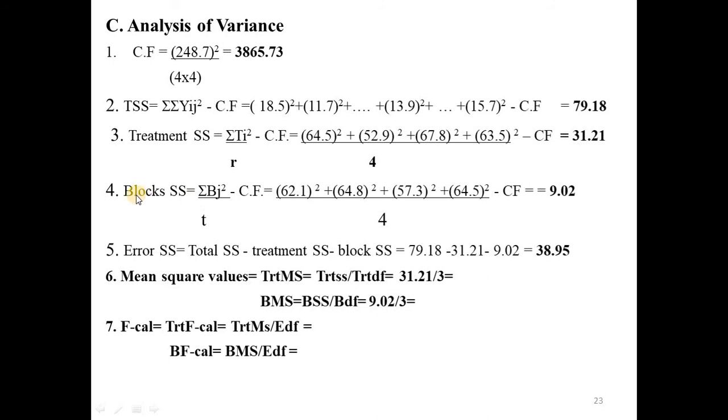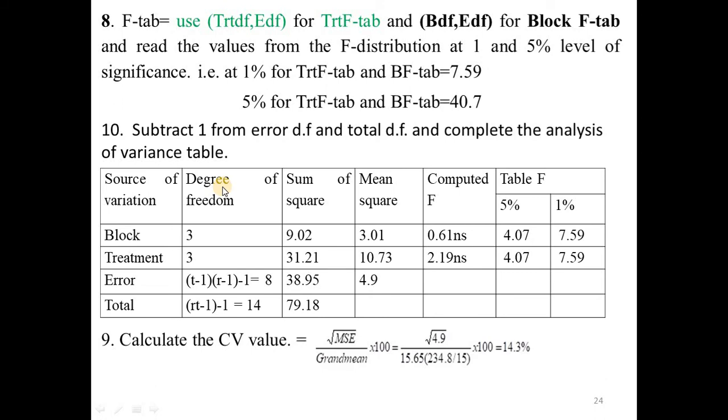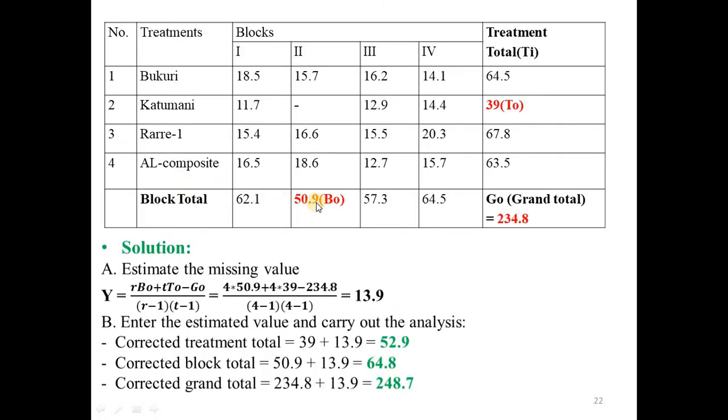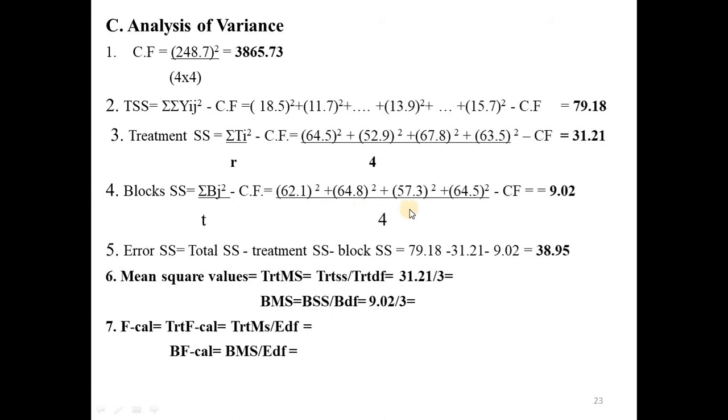And then the next step is calculating the block SS. In order to get this, we have to square all the block totals. The block totals, that means block 1, block 2, block 3, block 4, squaring all those values and summing up, and dividing by the number of treatments, 1, 2, 3, 4, so divided by 4. Then the value obtained from this will have the correction factor subtracted, and we'll have 9.02.